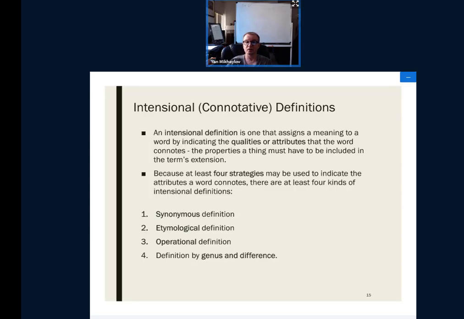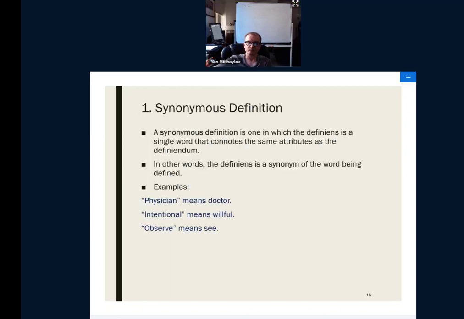They are, again, based on intention or connotation of the term, and for this reason they are known as intentional or connotative definitions, and we will talk about four of them: synonymous, etymological, operational, and genus and difference. This is the four we will talk about. Four strategies, four techniques for creating intentional definitions.